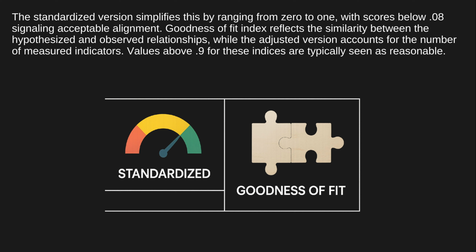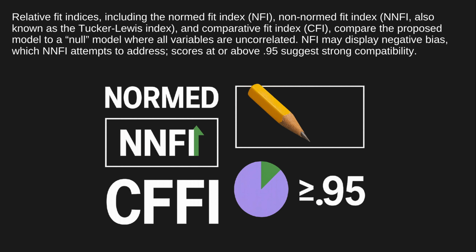Goodness of fit index reflects the similarity between the hypothesized and observed relationships, while the adjusted version accounts for the number of measured indicators. Values above 0.9 for these indices are typically seen as reasonable. Relative fit indices, including the normed fit index, NFI, non-normed fit index, NNFI, also known as the Tucker-Lewis index, and comparative fit index, CFI, compare the proposed model to a null model where all variables are uncorrelated. NFI may display negative bias, which NNFI attempts to address. Scores at or above 0.95 suggest strong compatibility.